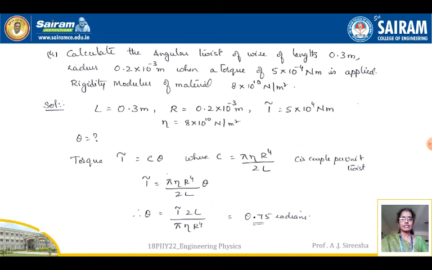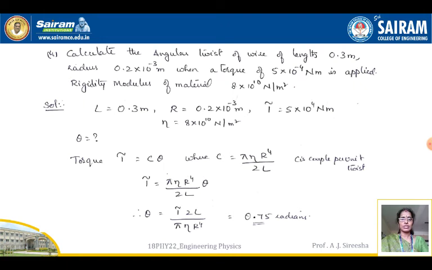Length is given as 0.3. Radius r is 0.2 into 10 to the power of minus 3 meters. And torque tau is 5 into 10 to the power of minus 4 Newton meter. And rigidity modulus of the material is given. Here it is similar to the previous problem, but the only difference is here tau is given, and you need to calculate theta. In the previous problem you calculated tau when theta was given, using the couple.